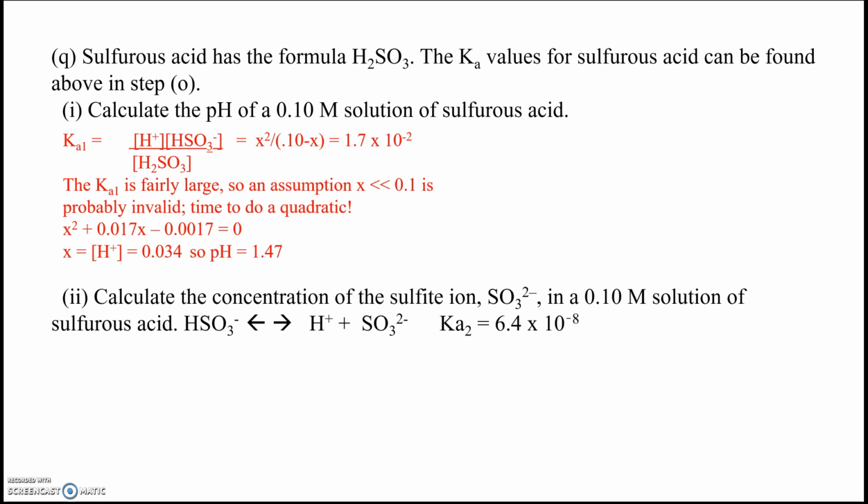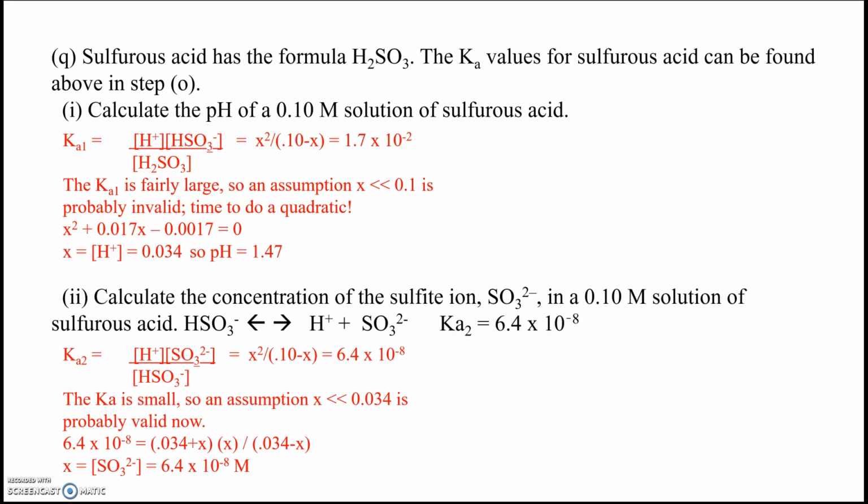Part 2, calculate the concentration of the sulfite ion in a 0.1 molar solution of sulfurous acid. So now Ka2 is significantly smaller, and we can write our Ka. We know the concentration of H+, but what we don't know is our sulfite ion concentration, but we know our Ka is pretty darn small, and it seems like we could get away with making this assumption. So let's try that and see if it works.